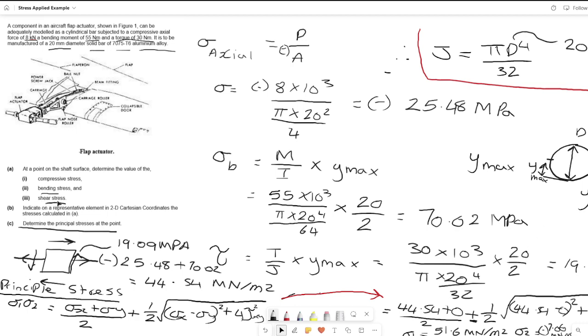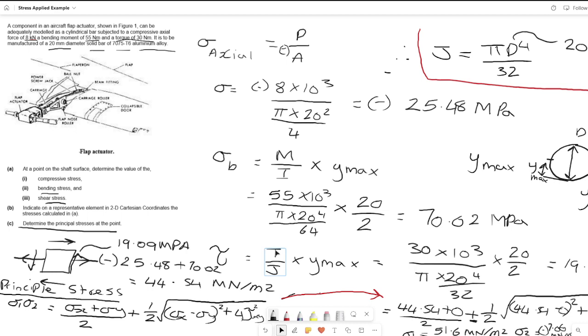The final part of the question is to calculate the shear stress. To calculate the shear stress, tau divided by y max equals T over J, the torque divided by the polar moment of inertia, times y max. To calculate the polar moment of inertia, the formulation is pi d to the 4 over 32. In our case, d would be 20, the diameter of the solid bar, which we need to substitute into this formula.